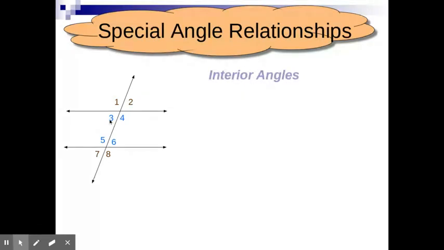So interior angles, these are going to be the angles in blue. They're going to be involved.